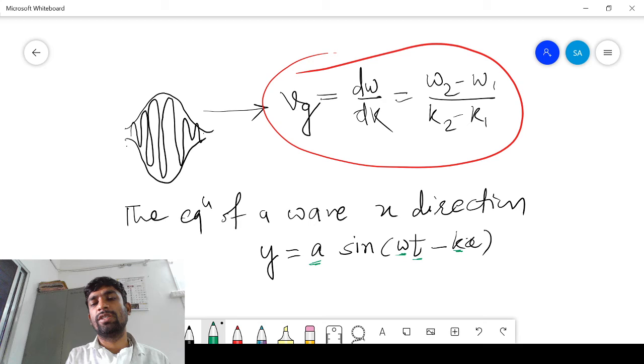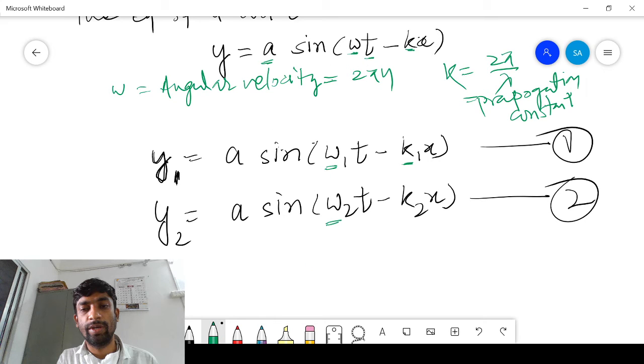So here omega 1 is the angular frequency of the first wave having propagation constant k1, and omega 2 is the angular frequency of the second wave having propagation constant k2.